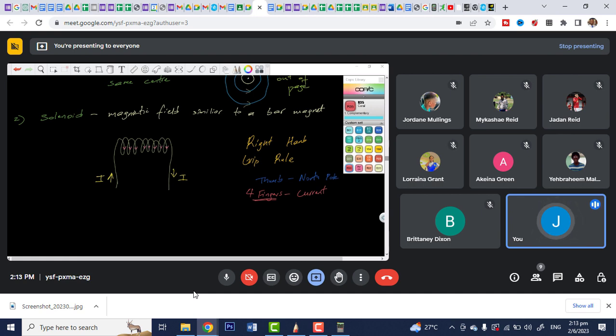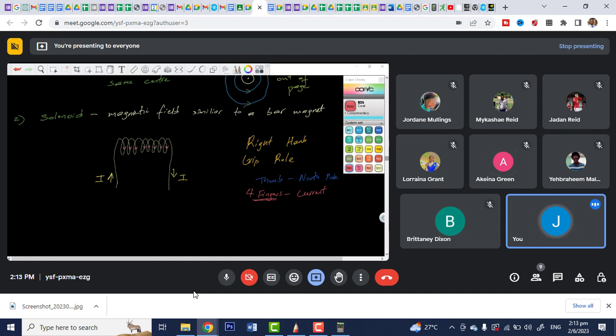But what we're saying is that in this case, because the current is coming down in the front, we're going to imagine that you're placing your hand over the solenoid so that your fingers are curling down in the front. It's like you have your palm open and you curl your fingers down. And what you're going to see now is that your thumb will be sticking out. Follow? Yes, sir. So your thumb will be sticking out.